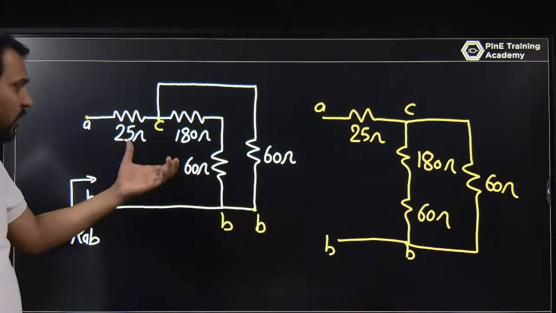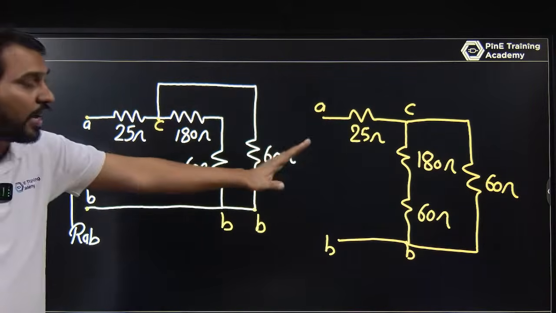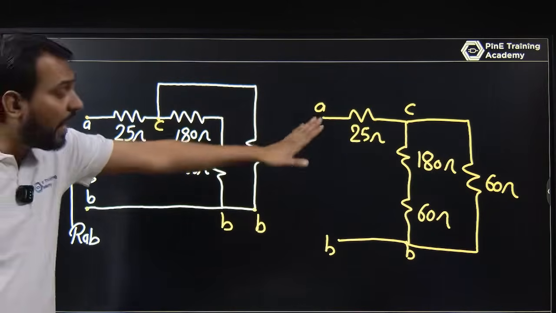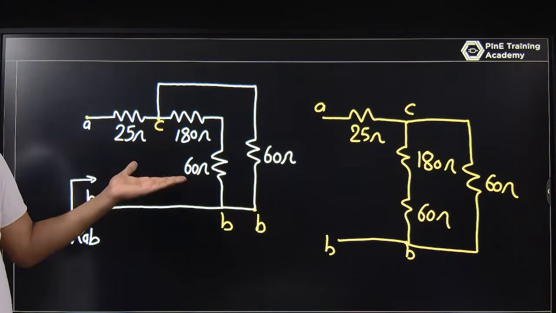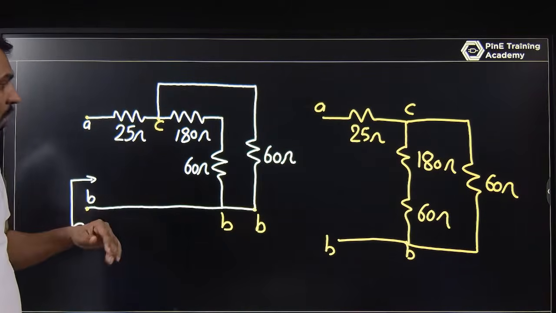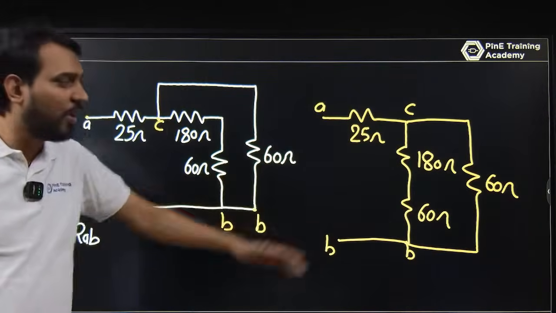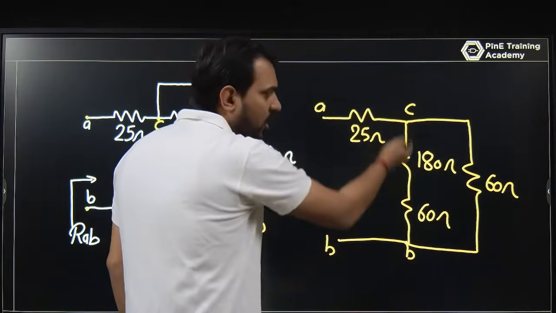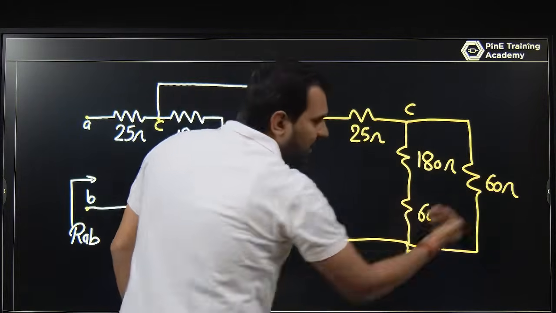Of course, solve this question in a proper way. Just convert the circuit where you can find those values. Maybe this question will look complicated, but just convert it into a simple form where you have 180 and 60 in series, that is 240. You can write it, this is 240, and 240 and 60 are in parallel.